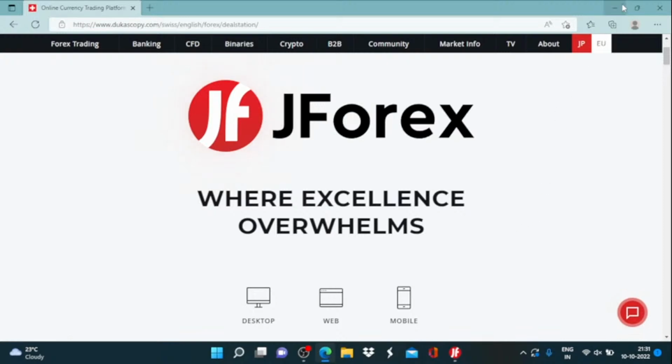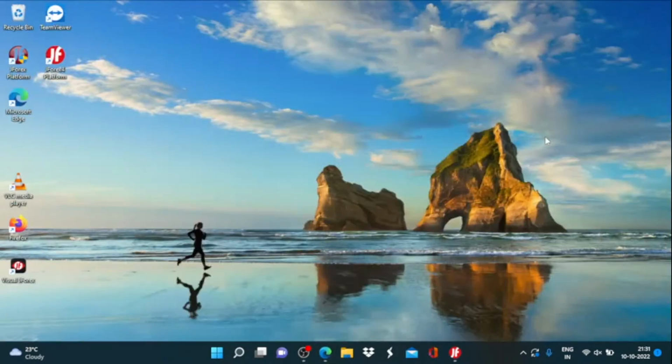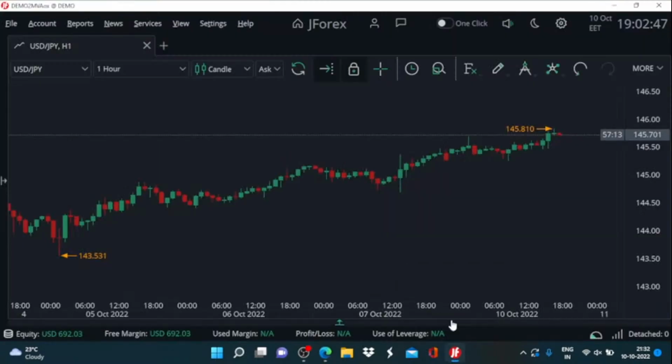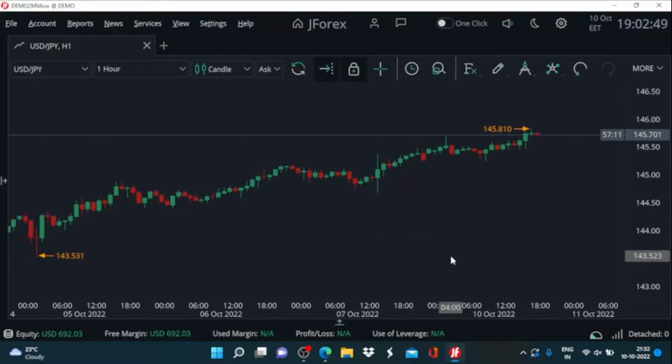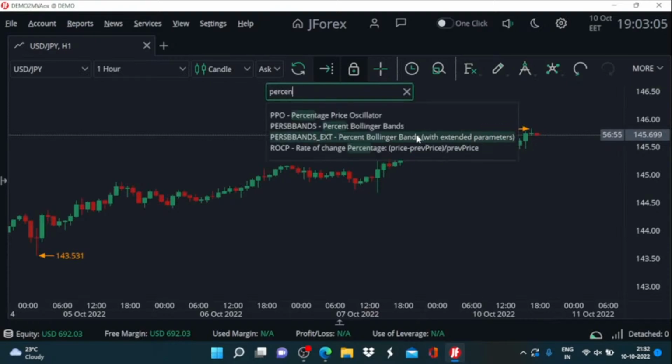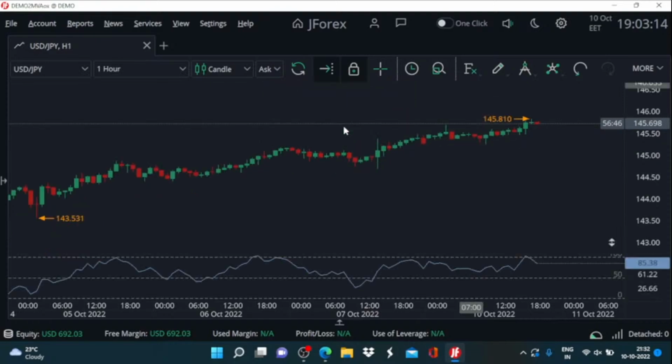So let us now head to the JForex 4 platform, the newly released trading platform from the Dukascopy Bank SA. This is the USDJPY chart drawn on the hourly time frame for each candlestick. Here, you can find the percent Bollinger Band quite easily by simply doing a quick search. If you type in percent, all the indicators which have percent in their name will appear, and we have to choose the percent Bollinger Bands.